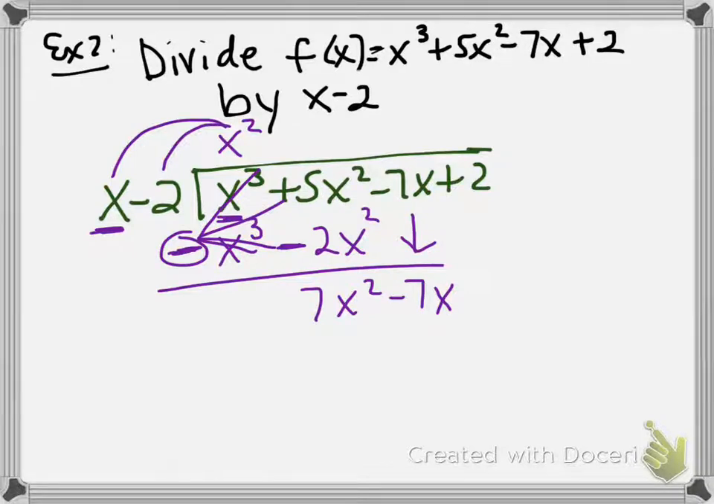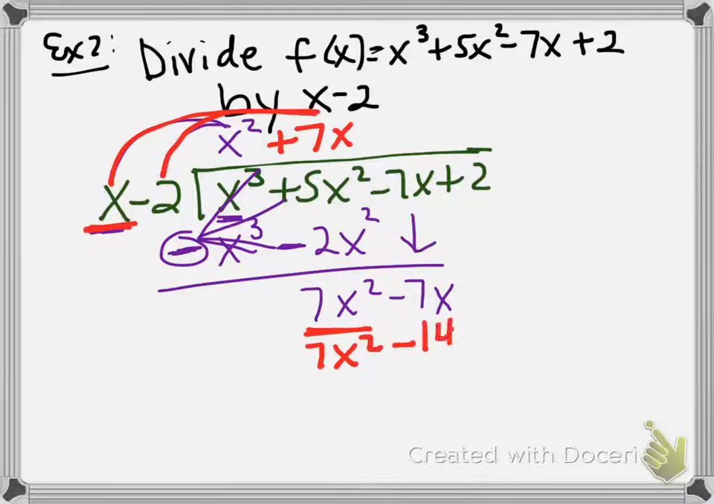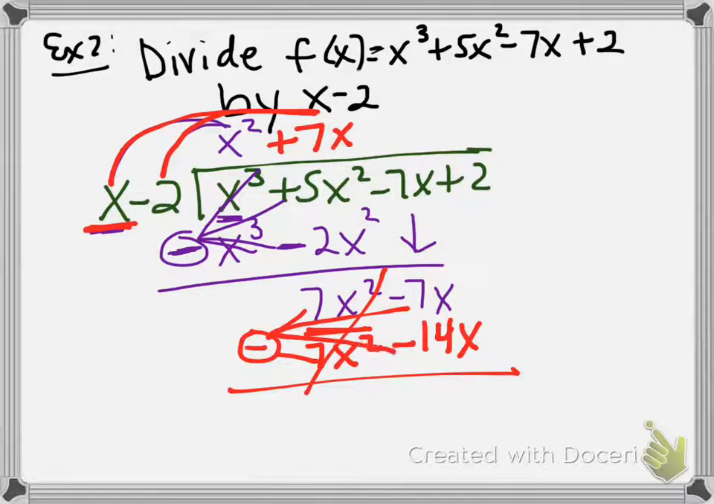Now I'm going to change colors. I'm going to start again. X goes into 7x squared how many times? What do I have to multiply by? So I'm going to multiply by 7x. 7x times x is 7x squared. 7x times negative 2 is negative 14x. Subtract. 7x squared minus 7x squared, that cancels. Negative 7x minus negative 14x, two negatives makes a positive, so this is positive 7x. And then I'm going to bring down my last term.